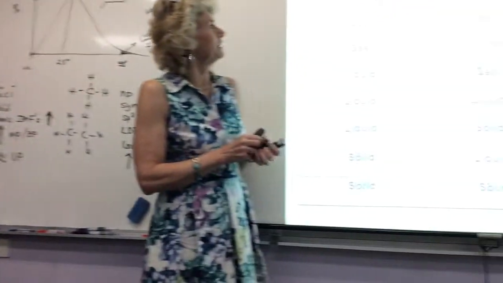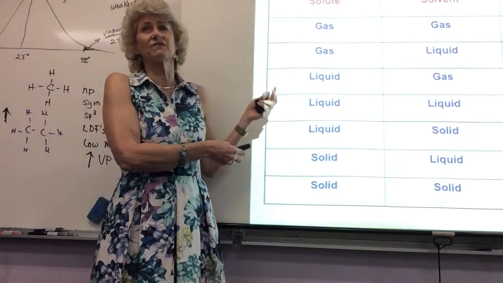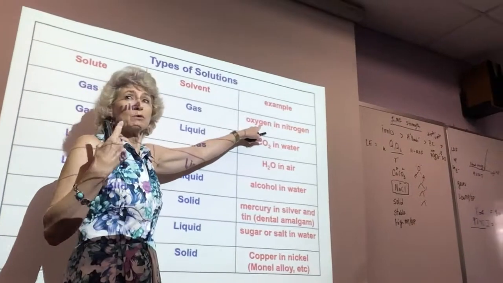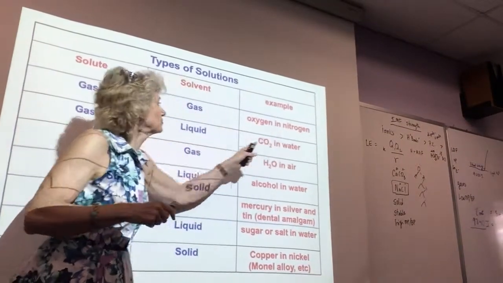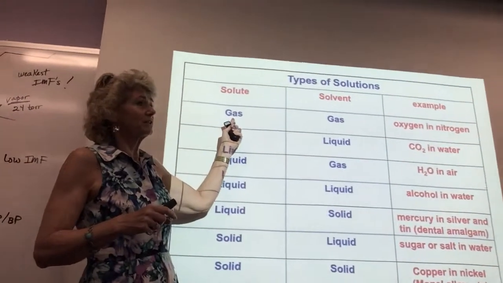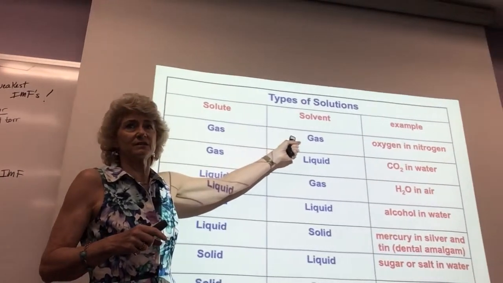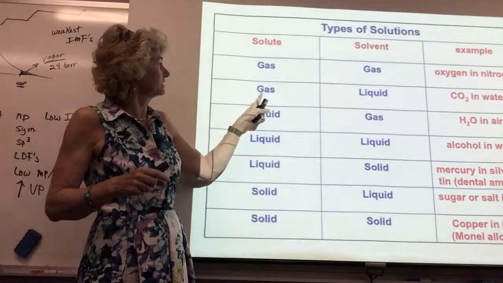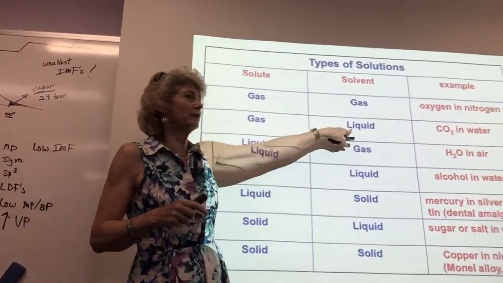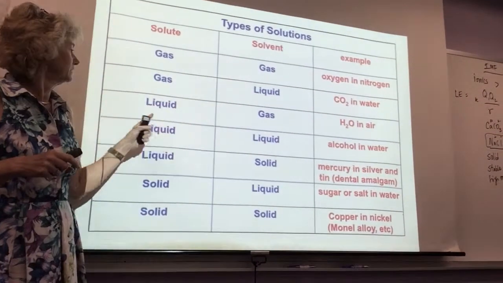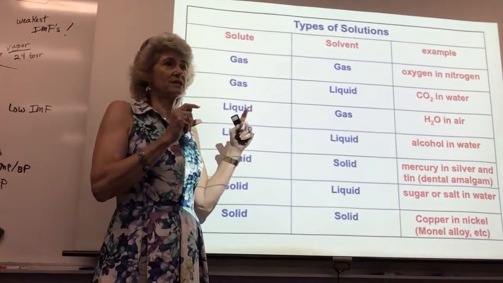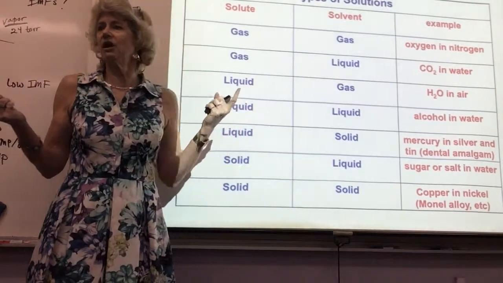So here's an example of stuff you already know. The room air that we're breathing is basically oxygen and nitrogen. So the solute is the oxygen gas, the solvent is the nitrogen gas. If you have a soft drink, carbon dioxide is the solute bubbled into water. That's the solvent. A liquid in a gas is the reverse. A little bit of water in the air. That's called humidity or fog.